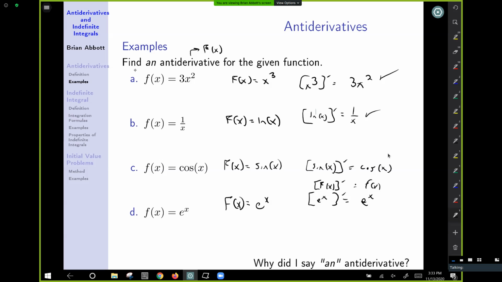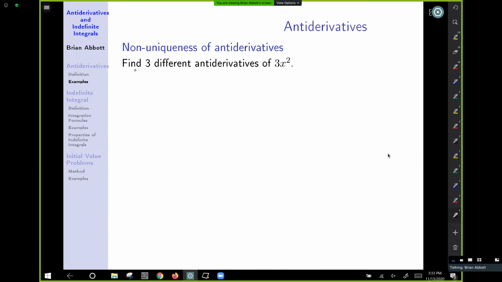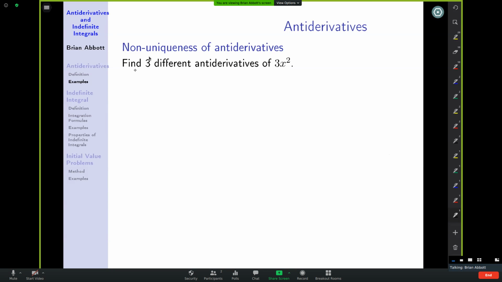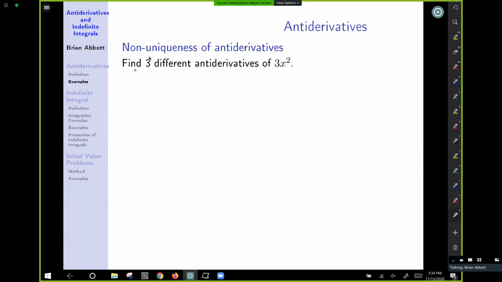So why did I say an antiderivative in the lower corner? Well, antiderivatives are not unique. So let's think if we can find 3 different antiderivatives of 3x squared. The first one, let's just work with the one that we came up with: x to the third. Sure enough, x to the third has derivative 3x squared.